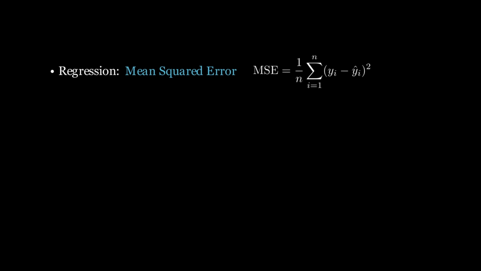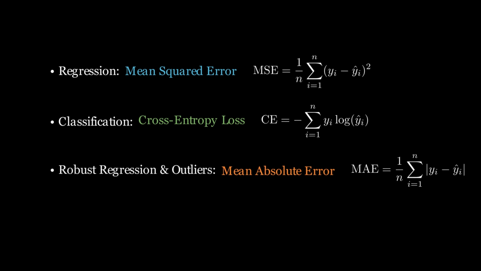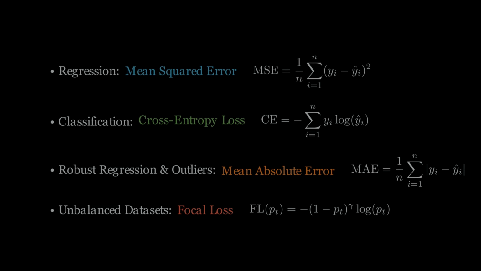There is no one-size-fits-all loss function. Different problems need different tools. For regression, we often use mean squared error. For classification, we use cross-entropy loss. For robust regression or when detecting outliers, we might use mean absolute error. For imbalanced datasets, special loss functions like focal loss can help. Each of these functions has different properties, but they all do one thing: tell the model how wrong its predictions are.